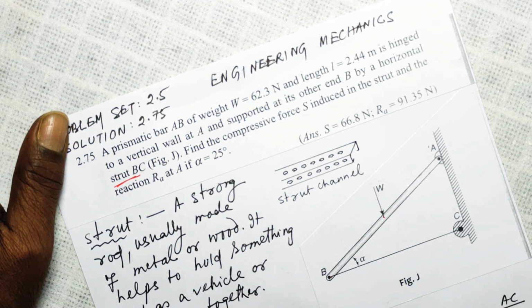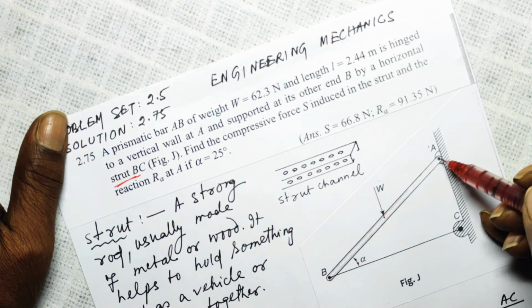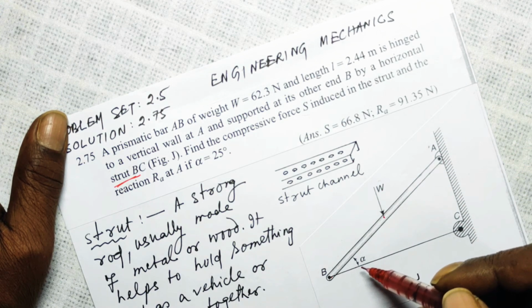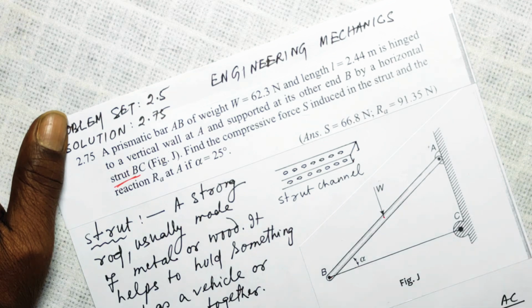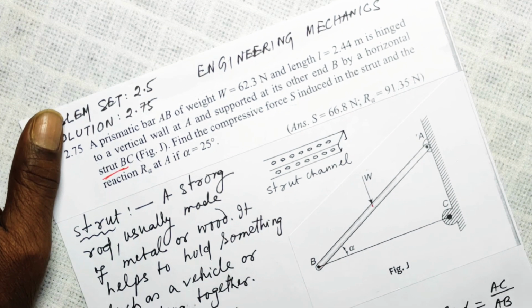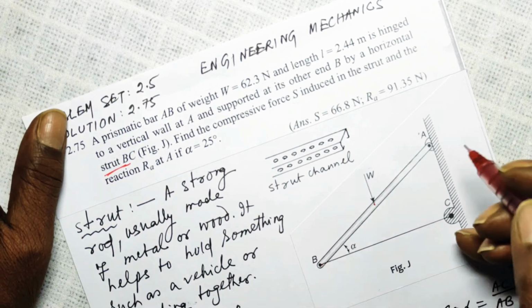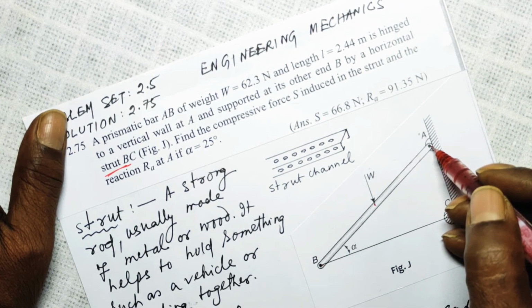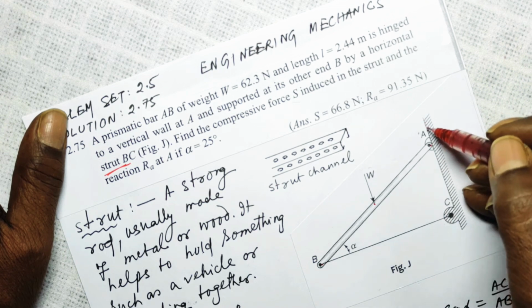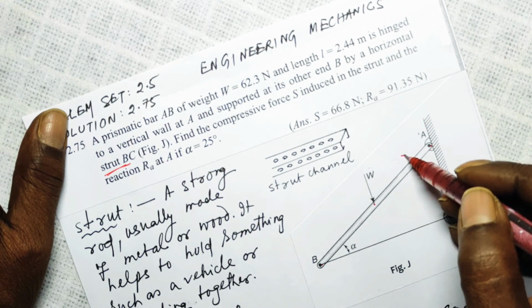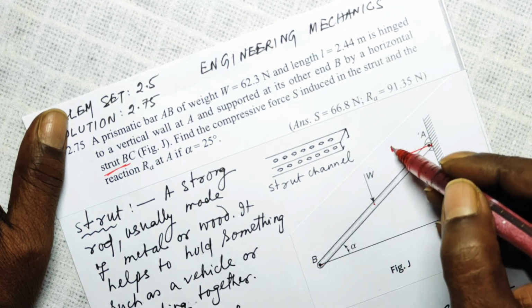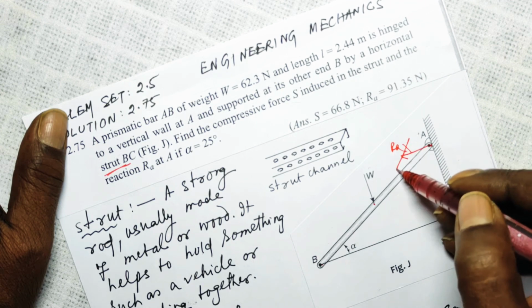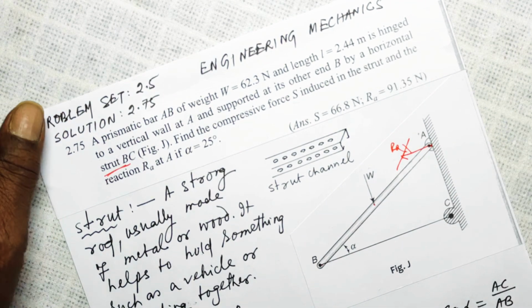BC. Find the compressive force S induced in the strut and the reaction force RA if the angle alpha is given as 25 degrees. What will be interesting to learn is that at this point, normally people think the reaction, since it is touching here and the wall is vertical, will be to this side. That is not the case. That is to be learned from this numerical.